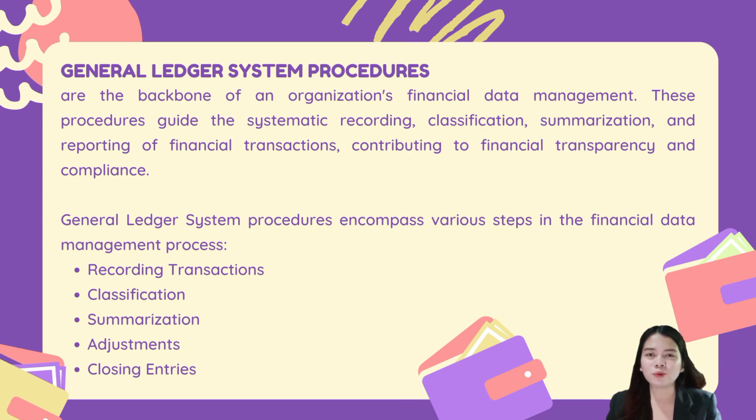General ledger system procedures are the backbone of an organization's financial data management. These procedures guide the systematic recording, classification, summarization, and reporting of financial transactions, contributing to financial transparency and compliance. Accurate financial records are fundamental to an organization's success. General ledger system procedures ensure data integrity, facilitate financial analysis, and aid in regulatory compliance.